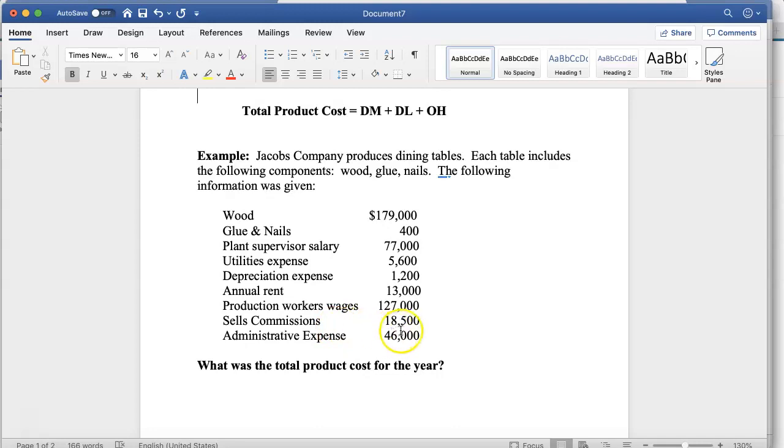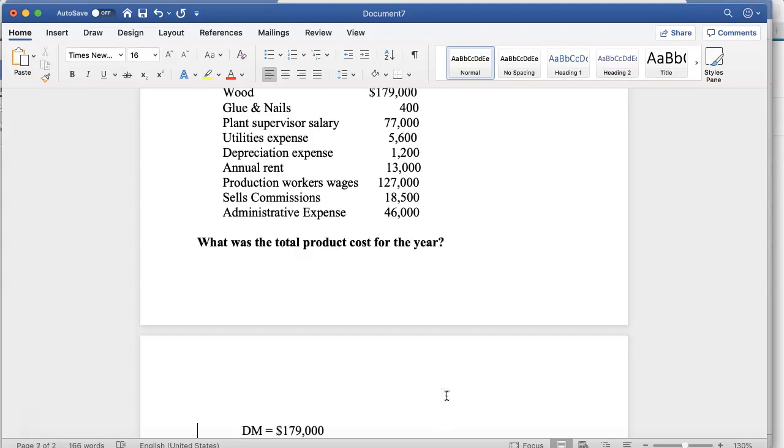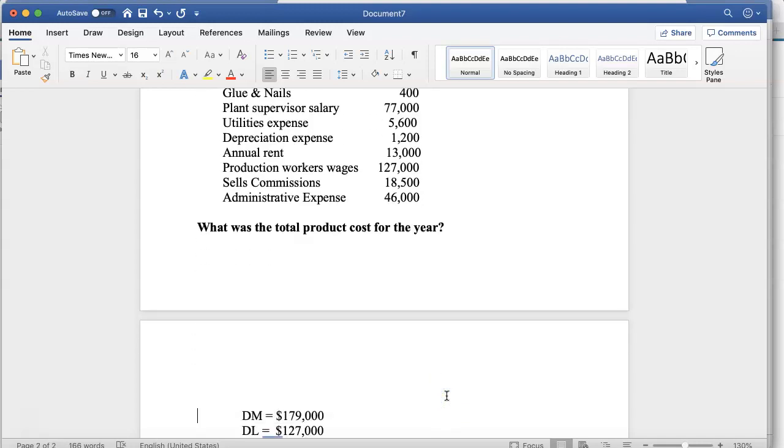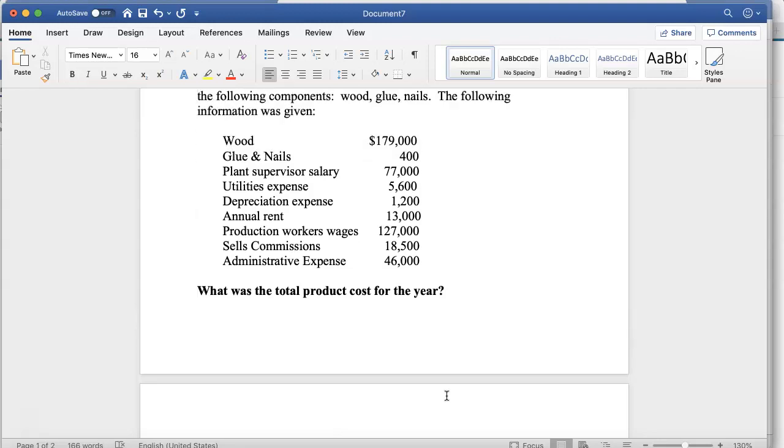The selling commission and the administrative expense would not be included in the product cost, so we will not include the last two items here. So really, it's everything but the last two. So our total product cost for the year is direct material. So let's look at how I calculated direct material.